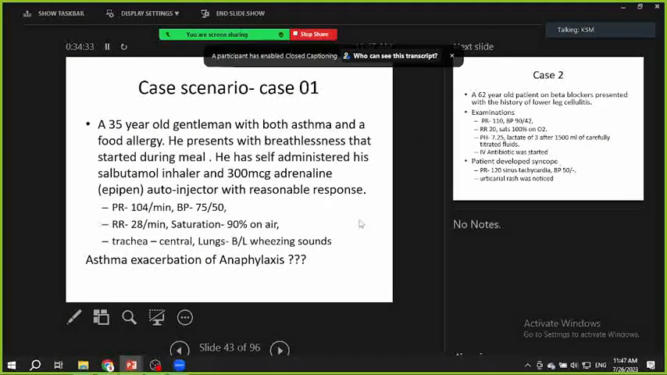Okay, case scenarios. I will just give a few cases. A 35-year-old gentleman with both asthma and a food allergy presented with breathlessness that started during a meal. He has self-administered his salbutamol inhaler and 300 microgram of adrenaline, that is an EpiPen auto-injector, with reasonable response. Pulse rate was 104, blood pressure 75/50, respiratory rate 28, saturation 90% on air, trachea central, bilateral wheezing in the lungs. Is this asthma exacerbation or anaphylaxis?